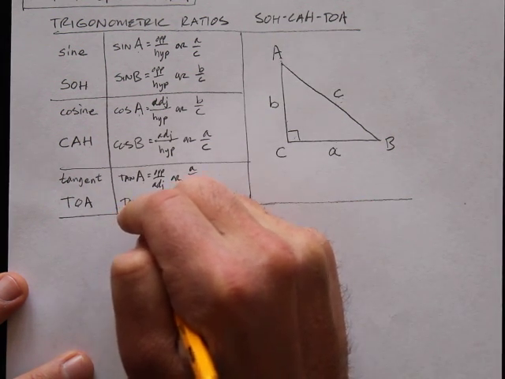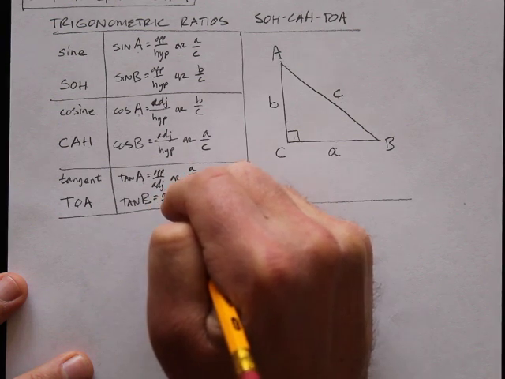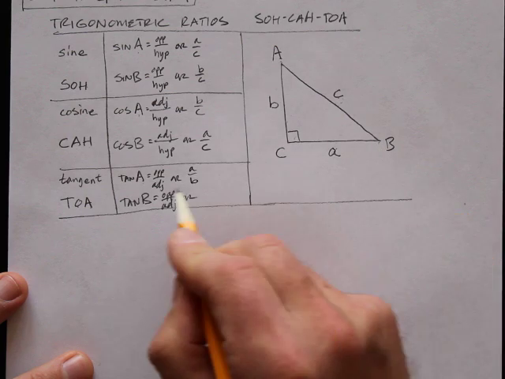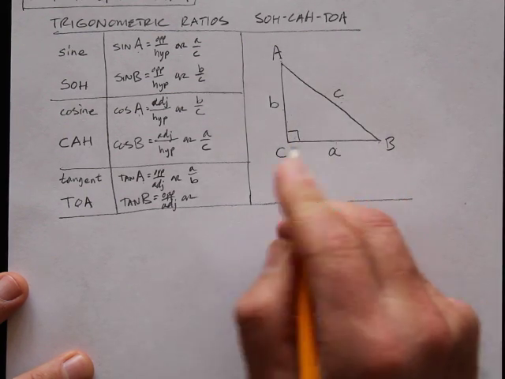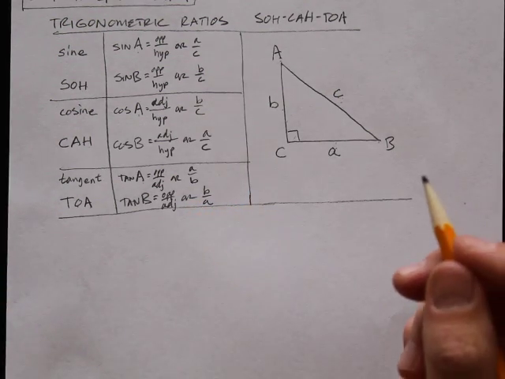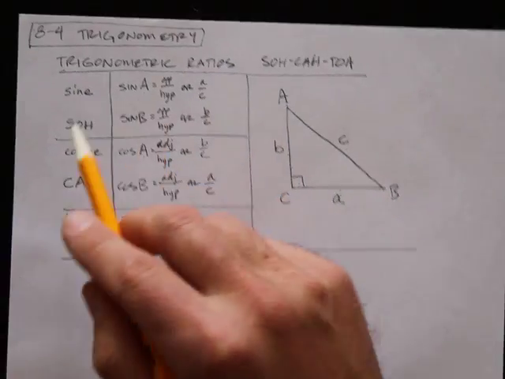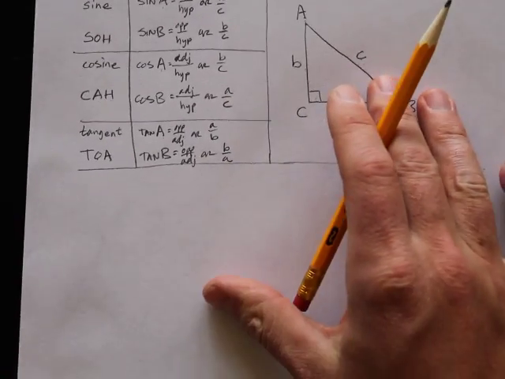Tangent of angle B, again, is still opposite over adjacent. So we go to angle B, and we say opposite over adjacent. Opposite is B, adjacent is A. So B over A. Okay, so you're going to use this. Don't lose this. You're going to use this. Don't lose this. All right.